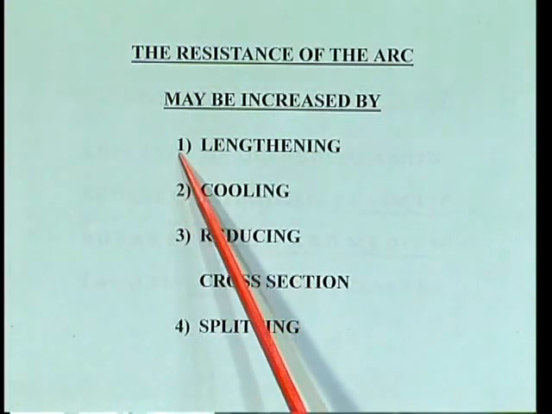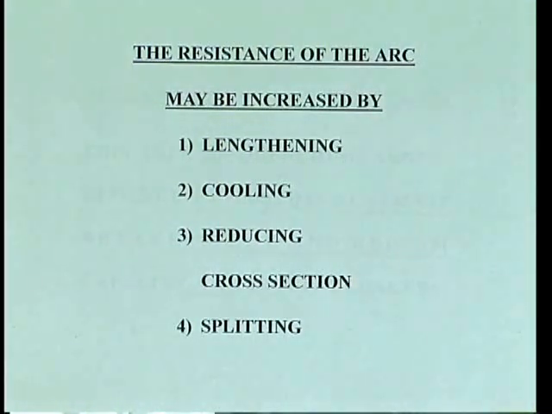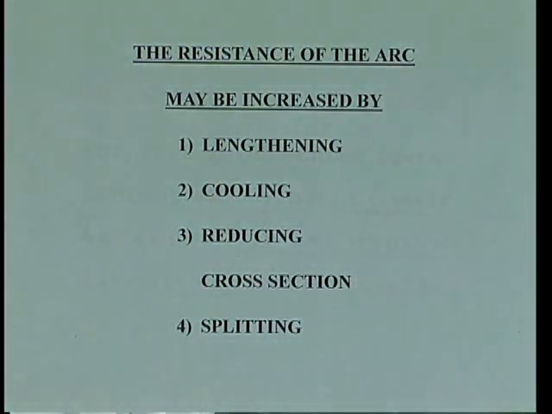Coming to the first one, lengthening of the arc. Here we increase the gap length so that the length of the arc also increases. Due to the increased length of the arc, the resistance also increases, because the resistance is proportional to the arc length. But in high voltage systems, the gap distance has to be increased many meters. So this is impracticable, and that's why this is not practically used in high voltage systems.